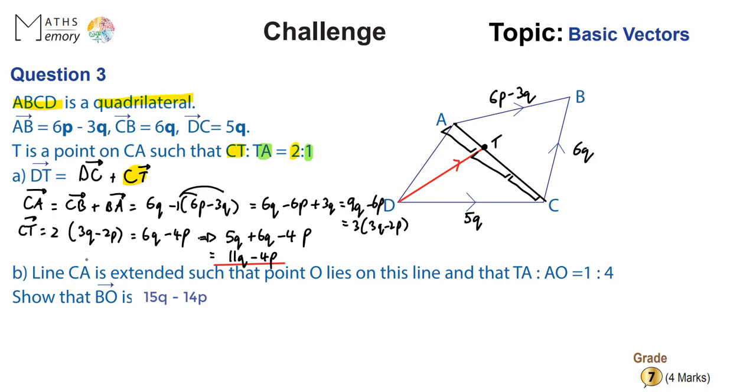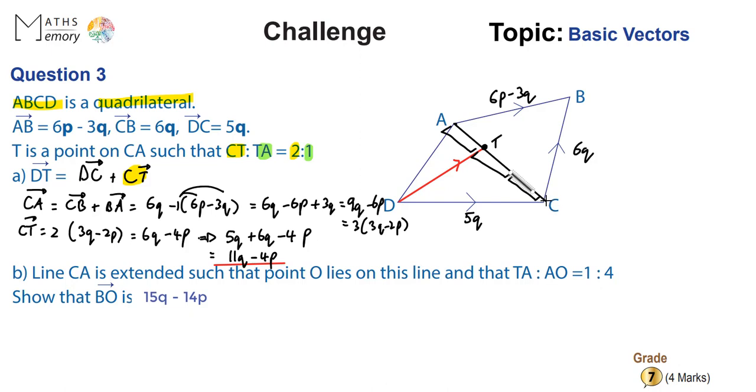Part B. Line CA is extended to this line over here, such that the point O lies on this line, and that TA to AO is 1 part to 4 parts. So TA, if this is 1 part, AO would be 4 times longer. So let's try to extend this line and incorporate that information.